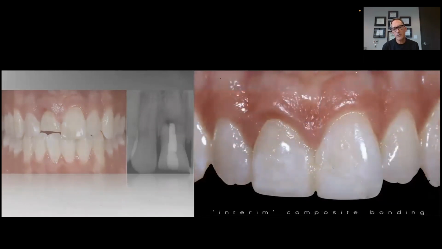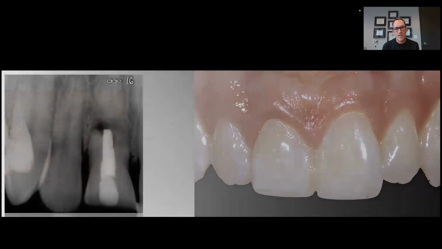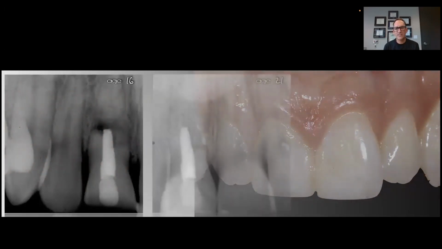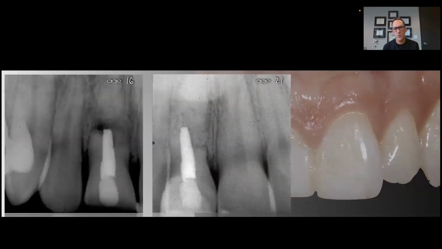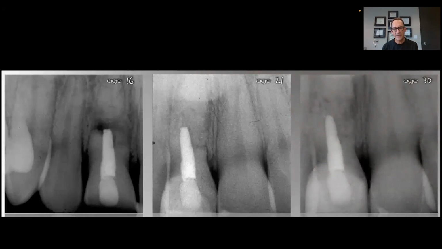Here it is with some interim composite bonding to get the incisal edges level. How well has it lasted? Here's age 16. Here he is at 21. So at 21, you start to be thinking, should we take it out? Should we start considering our implants? Here it is at age 30, and it's still there.